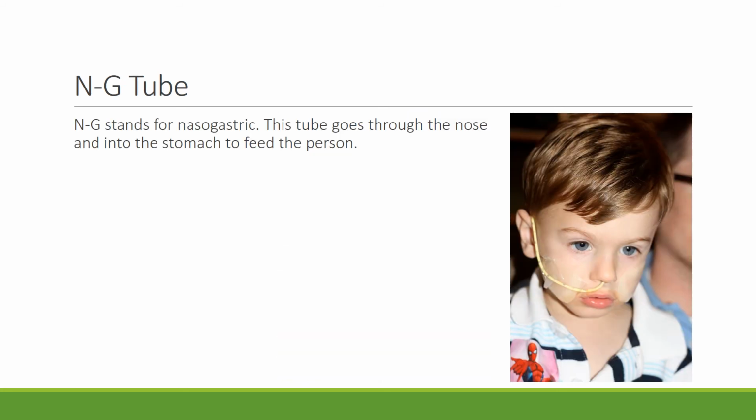The second treatment that can be used for someone with a critical burn is known as an NG tube. NG stands for nasogastric, and that's because this is a tube that goes through the nose and into the gastric area, or into the stomach, to feed the person. This is usually a short-term solution.